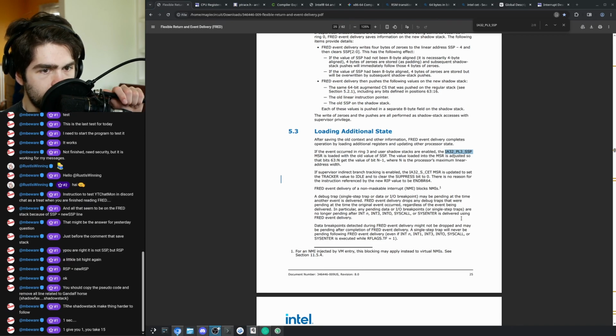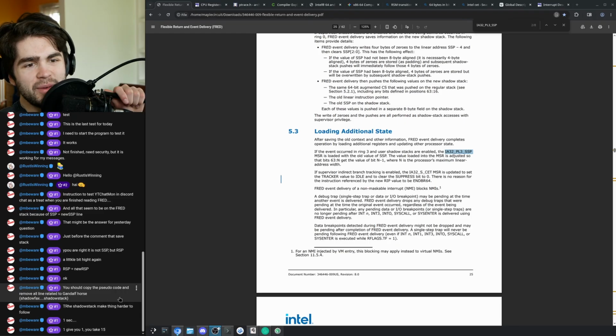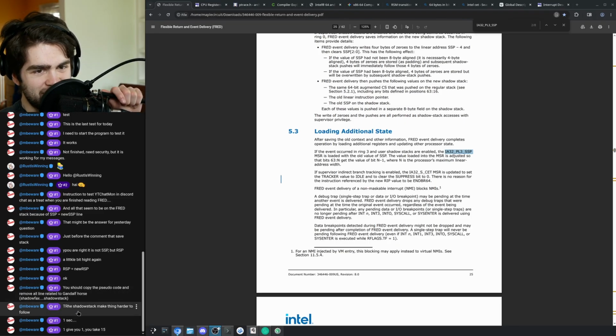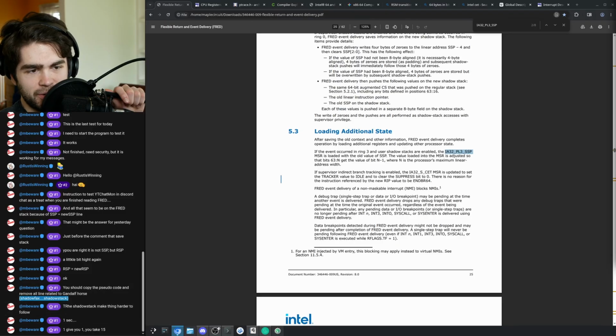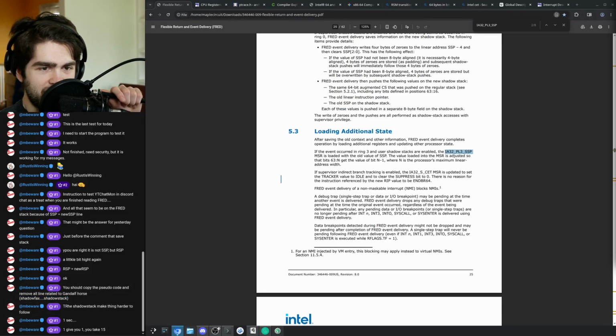One gives you 1, you take 15. Nice one, you are memeing. Okay, Gandalf horse. Okay, the shadow stack. I don't know the lore. I'm not that kind of guy. I don't know movies, don't know books.